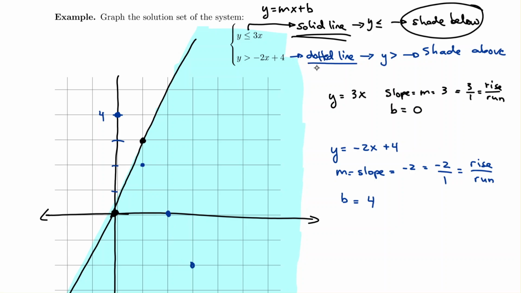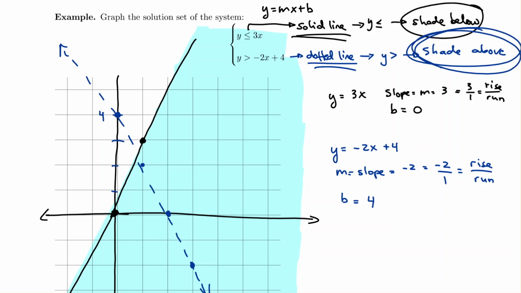And I noted it should be a dotted line, so I'm going to be careful and connect these with a dotted line. What the dotted line indicates is that the line itself is not in the solution. And it did say we should shade above. So now let's shade above this line. And when I shade above, I can see this overlap. This section has become a darker color because it was shaded for both inequalities.